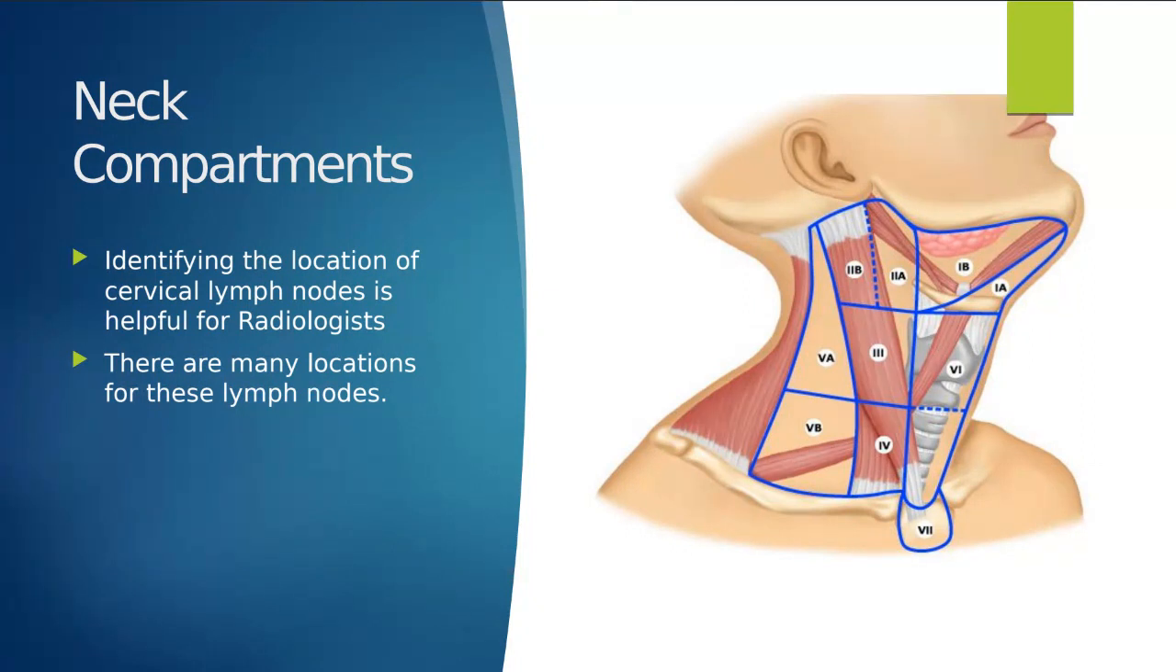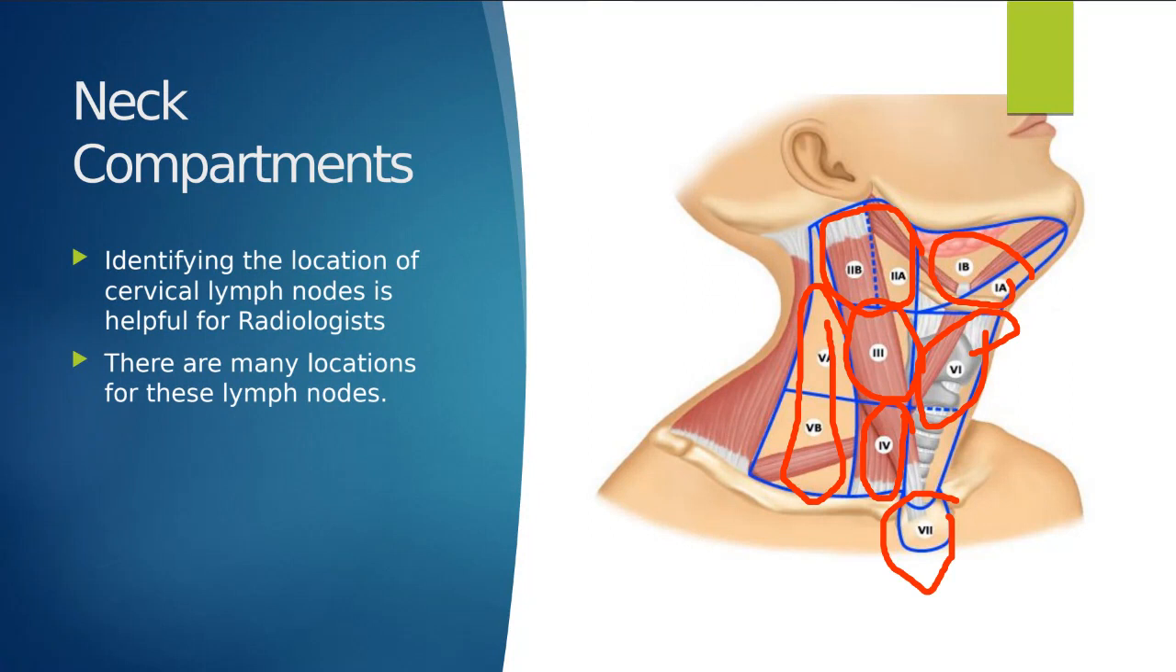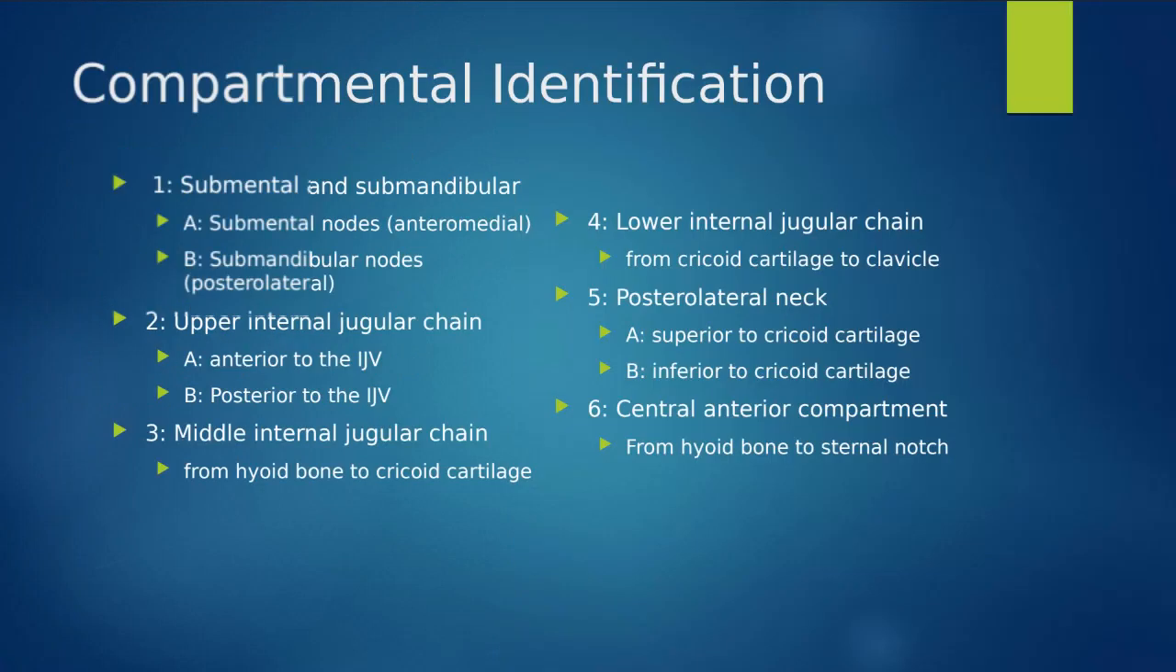On the next slide, when you're studying, make sure you pop back to this picture. Just to show you really briefly, we have section 1A and 1B right over here. Sections 2A and 2B here. Section 3 is by itself. 4 is by itself. 5A and B are located to the side of 3 and 4. 6 is anterior, and 7 is all the way down here. So those are going to be the compartments and the regions where those lymph nodes can be positioned.